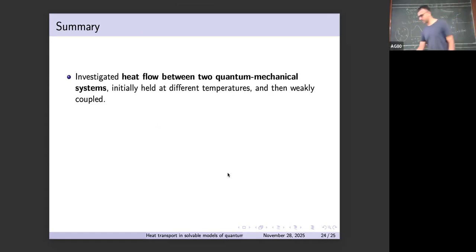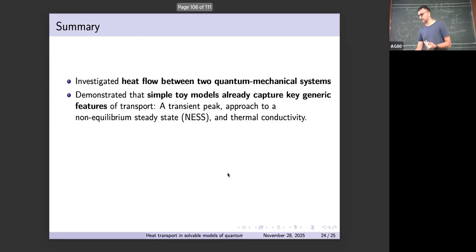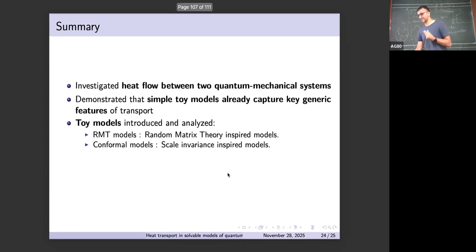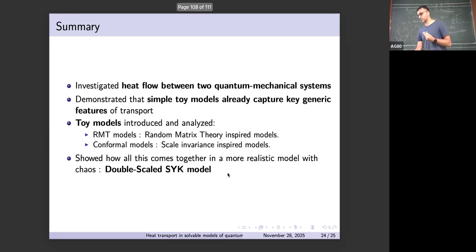I think summary is okay. I just looked at the heat flow between two quantum mechanics models. I looked at heat current, characterized various features of it, looked at various toy models, and showed how all these toy models come together in one concrete realistic model, which has chaos, this double scaled SYK model.